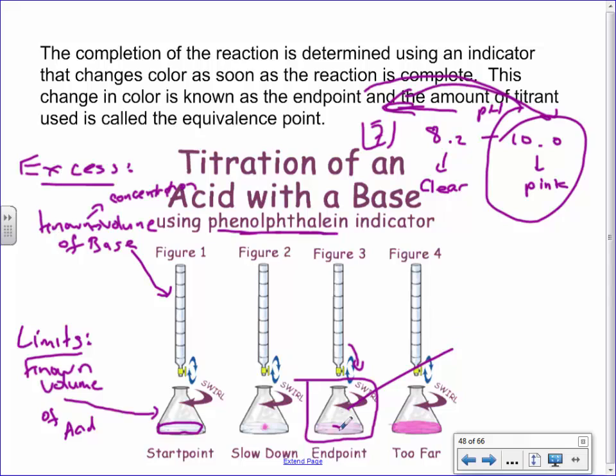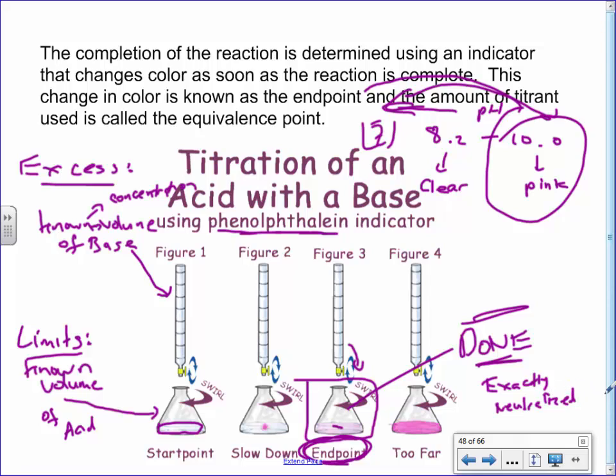So I'm going to put a little, actually it's right here, perfect. We call that the end point. And this is when you are done. By done, I mean don't add any more volume of base because this is exactly neutralized. That may actually be a little unfair. It's not exactly neutralized. It's exactly neutralized plus 1 drop.